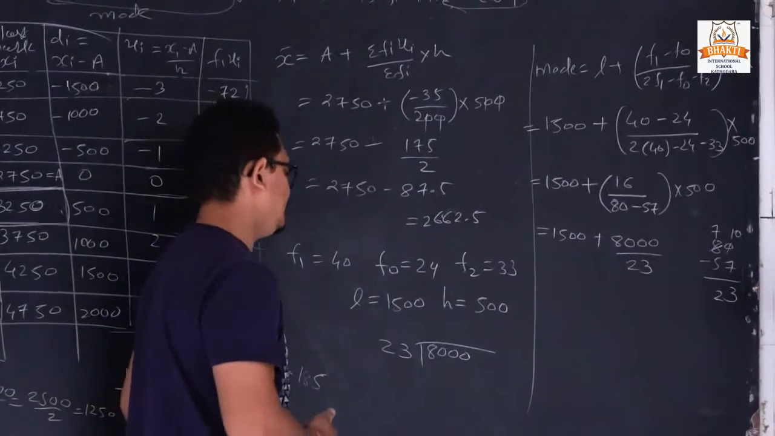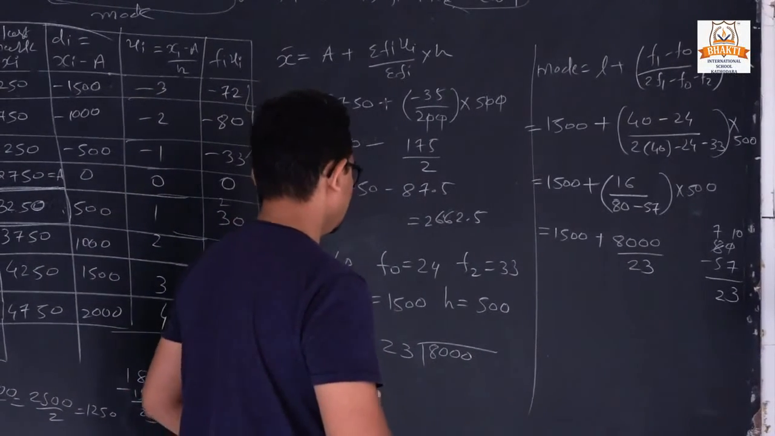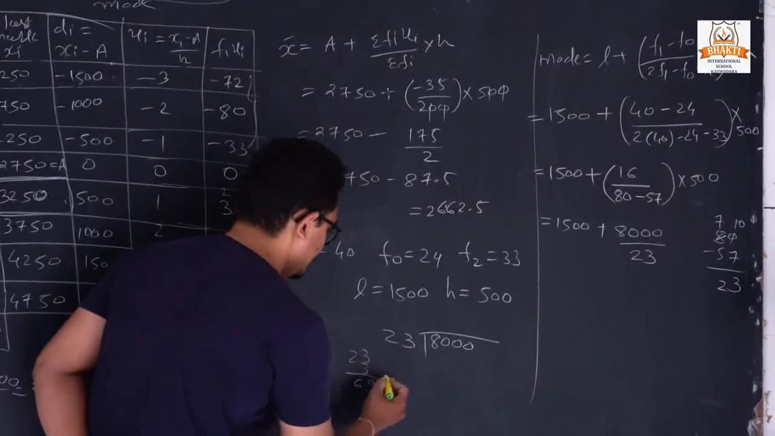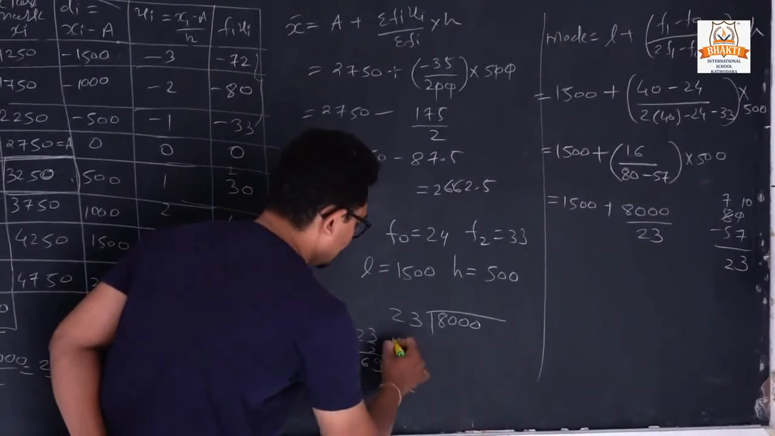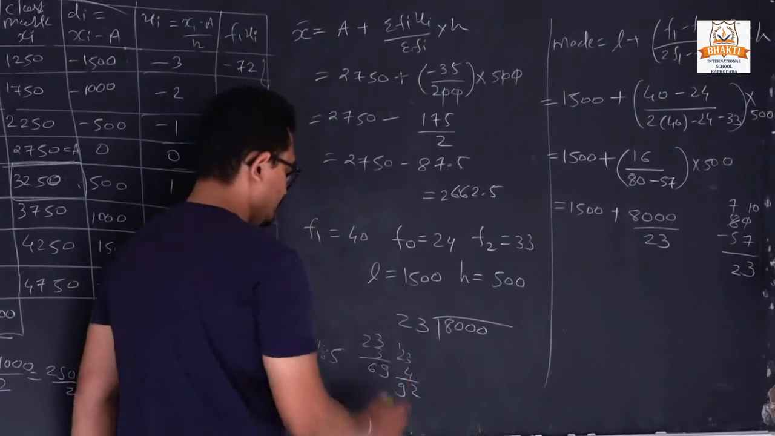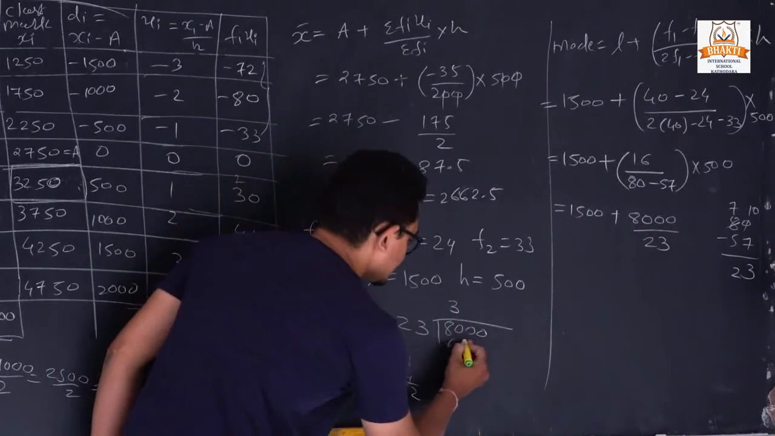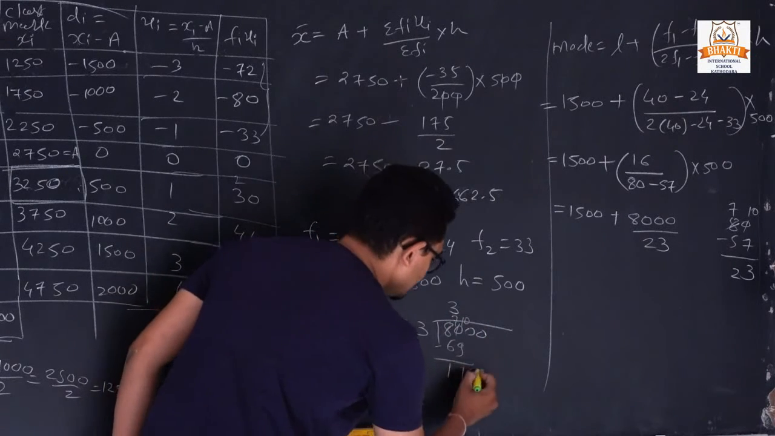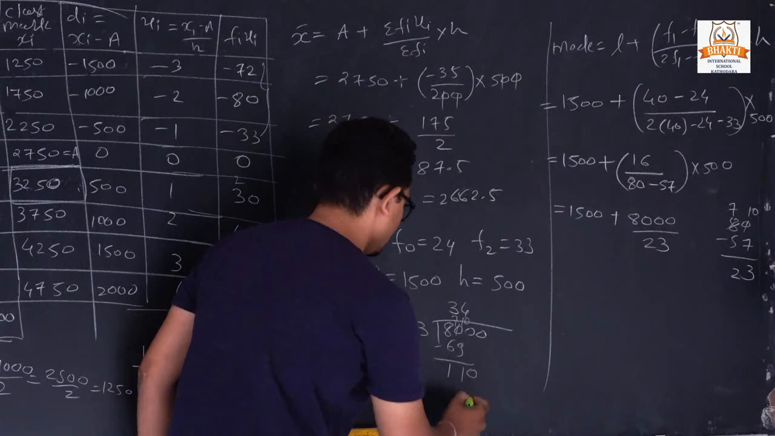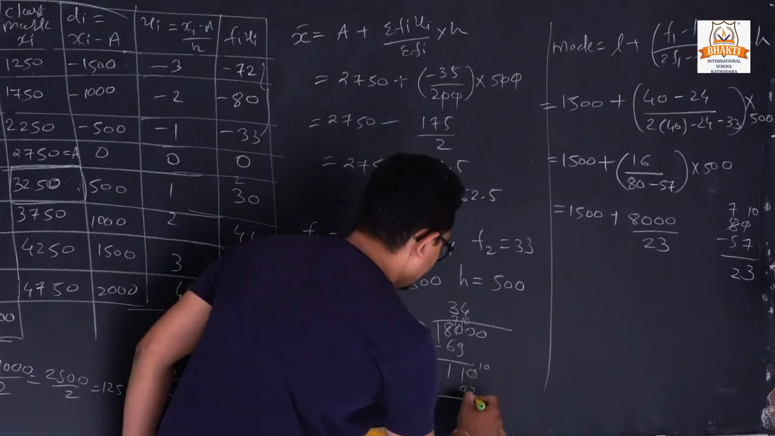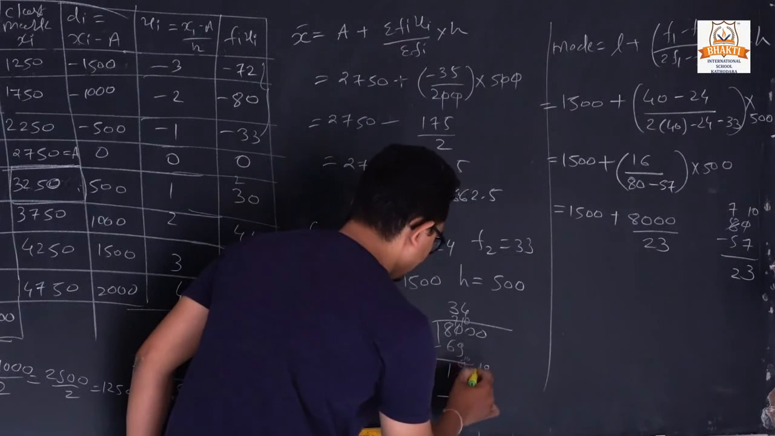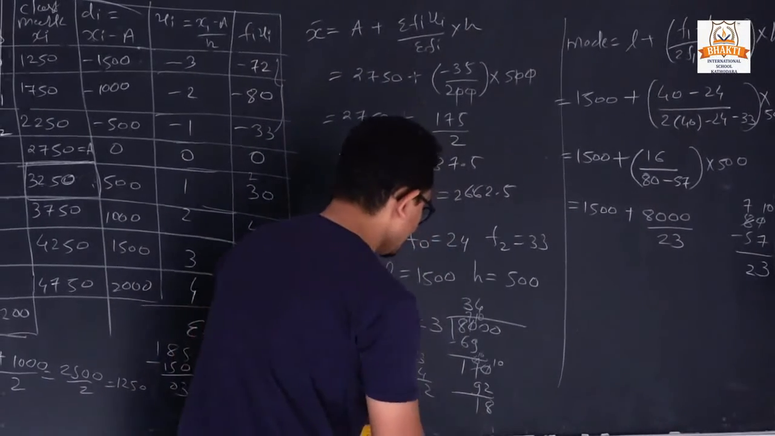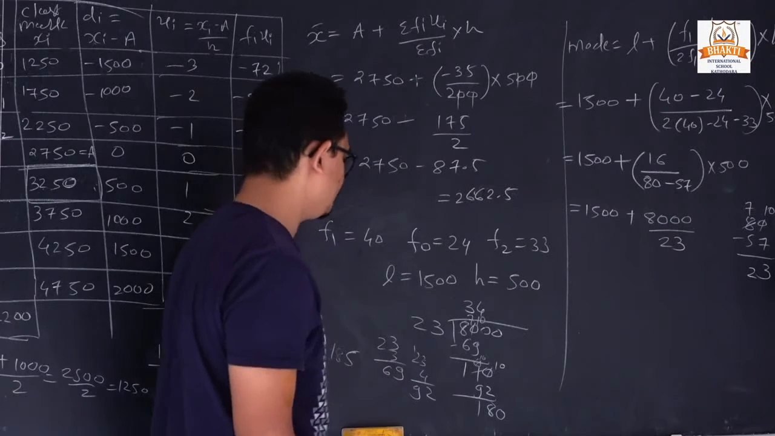So we can start: 23 times 3 is 69, and 23 times 4 is 92. So we start with 3 times, 69. So 80 minus 69 gives 11. Then 4 times, 92. So 110 minus 92 is 18, and we put a 0 again.